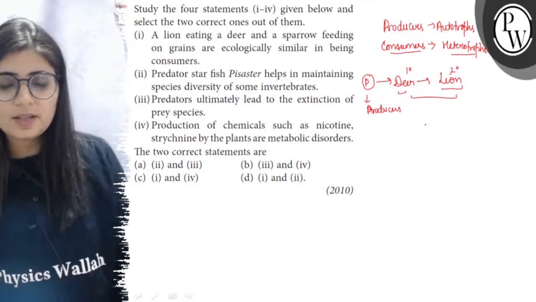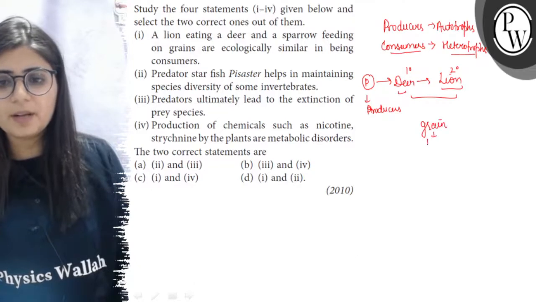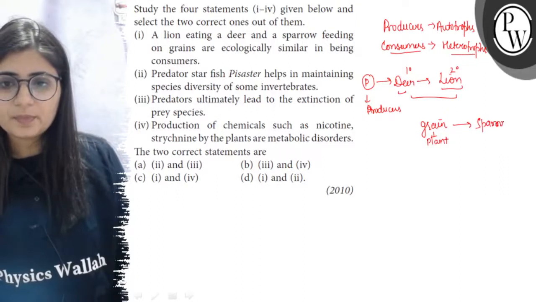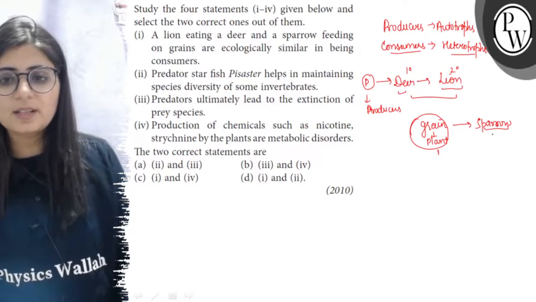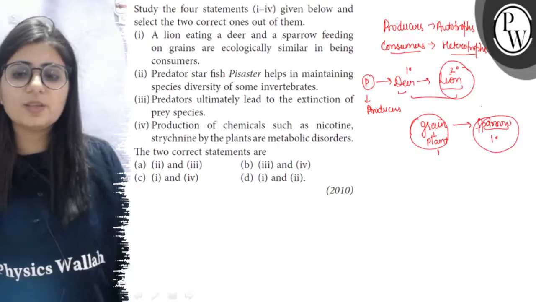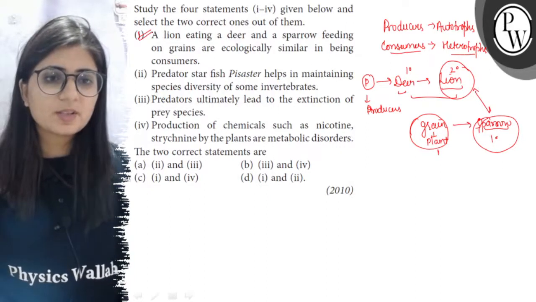And when a sparrow is eating the grains, it means the food material which is obtained from the plant. So plant seeds are eaten by the sparrow. So here also grain is the producer and sparrow is a consumer. So here lion is a consumer and sparrow is also a consumer. So ecologically they both are the consumers. So this one is true.